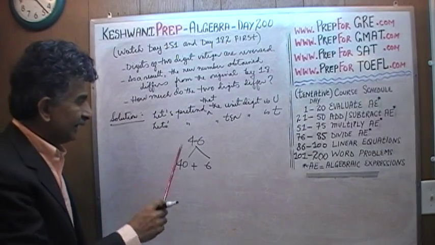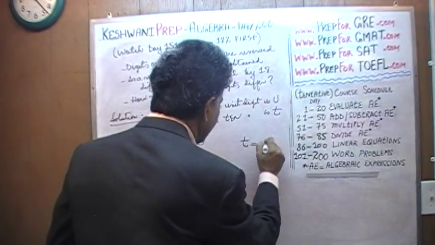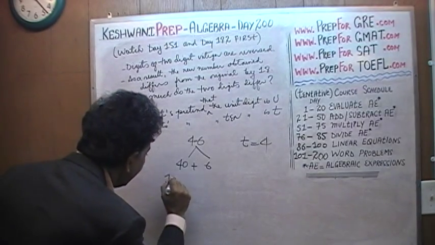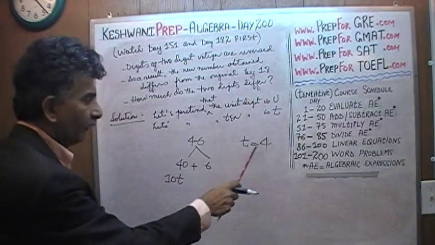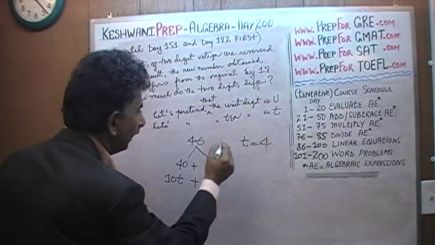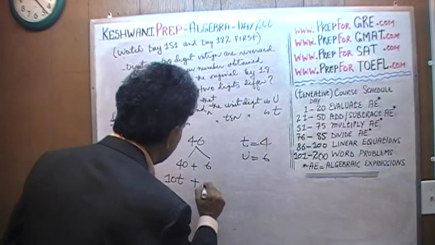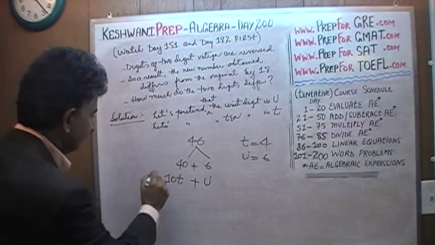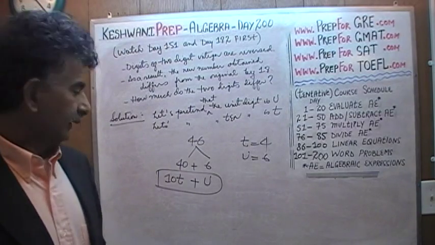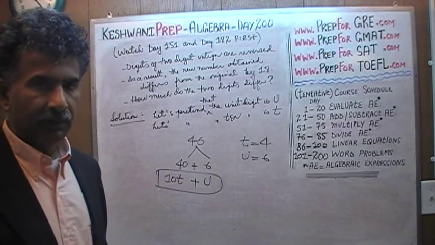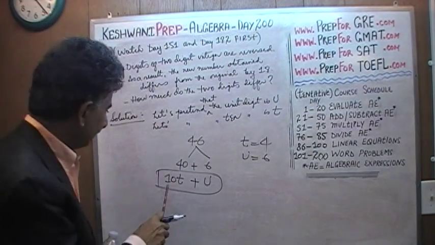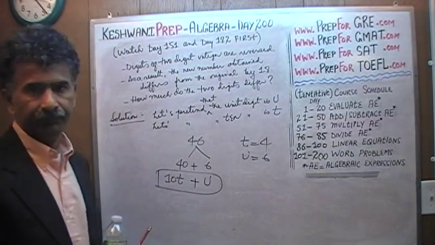Therefore, if t happens to equal 4, then we have to write this as 10 times t, because t is 4. 10 times 4 is 40, plus our u is 6. Voila. This is the part that expresses our original integer. If t is a 10 digit and u is a unit digit, then we will express a 2-digit number as 10 times t plus u.